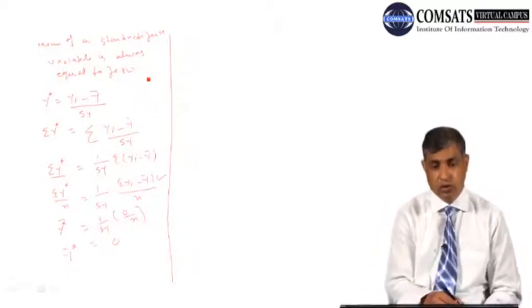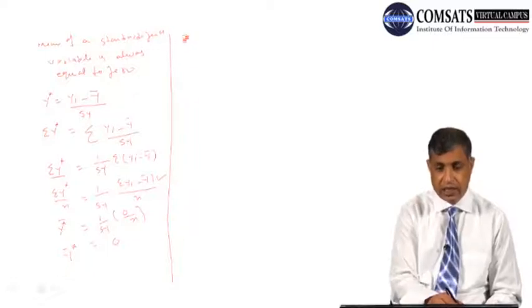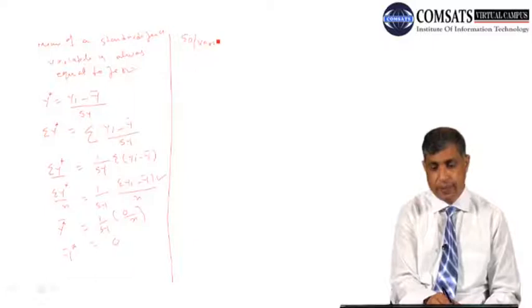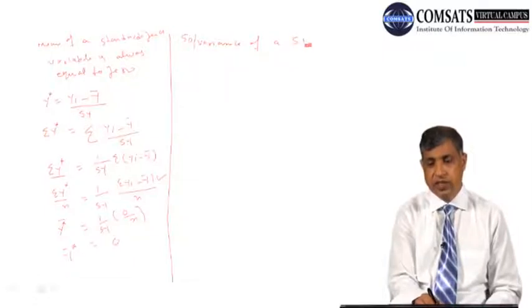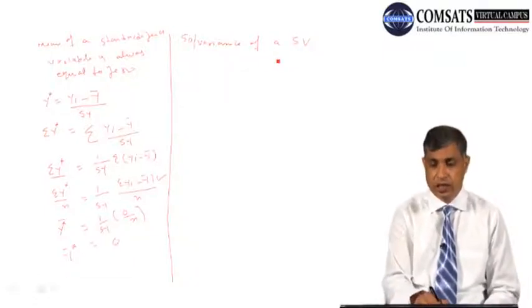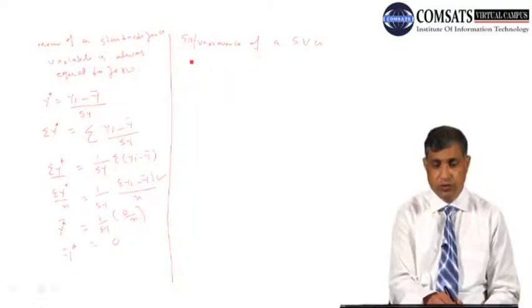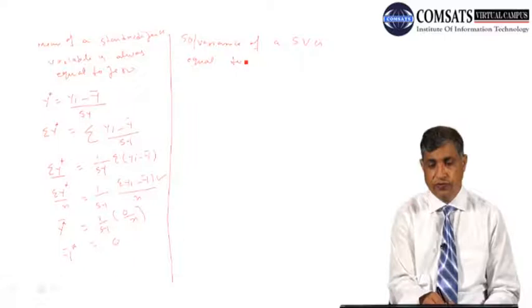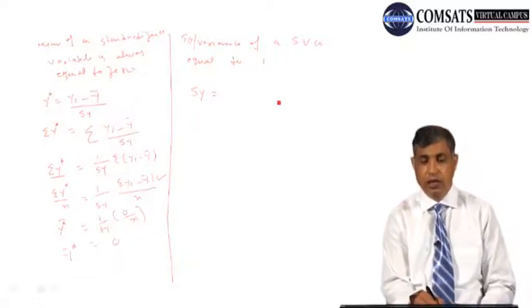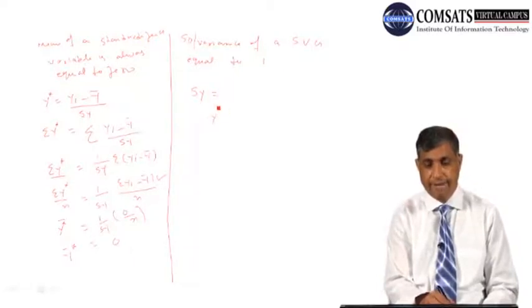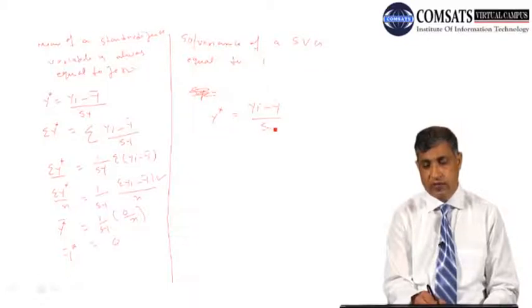So here we will write that the standard deviation or variance of a standardized variable, now SV means standardized variable, is equal to 1. So what is this? If this is the standard deviation of S_Y, and it is equal to y star, this is the standardized variable, (y_i minus y bar) over s_y.